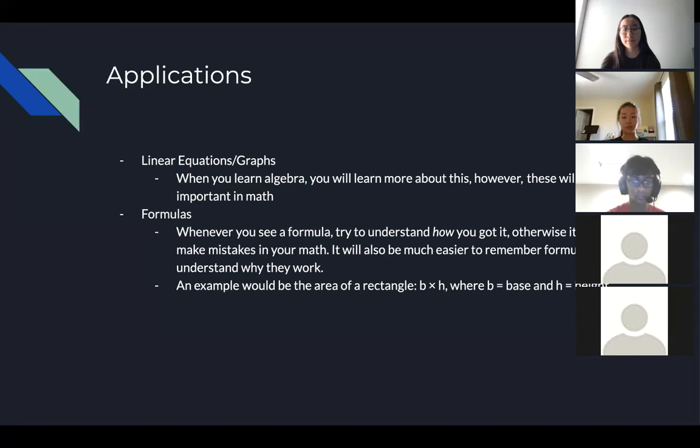So an example of a formula would be the area of a rectangle. Area equals base times height.